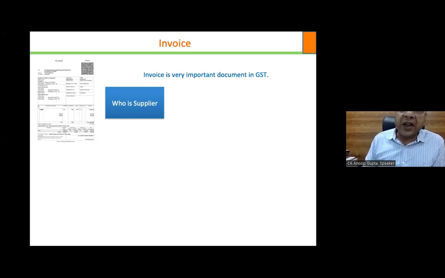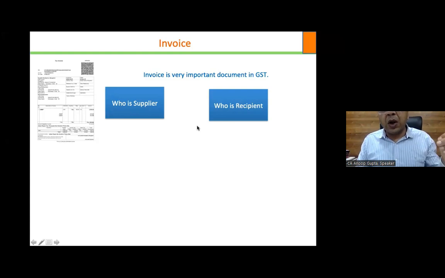So what are the ingredients of my invoice? First ingredient is who is the supplier. So I have to give the details of the supplier, the name of the supplier, the address of the supplier, its GSTIN, etc. Then I have to tell on the face of the invoice who is the recipient of the supply. If it is a B2B supply, then I have to code his GST number also on the invoice itself. Then only it will be a valid invoice. As per the GST provisions, there are 19 ingredients which are to be there on an invoice to make it a valid invoice.